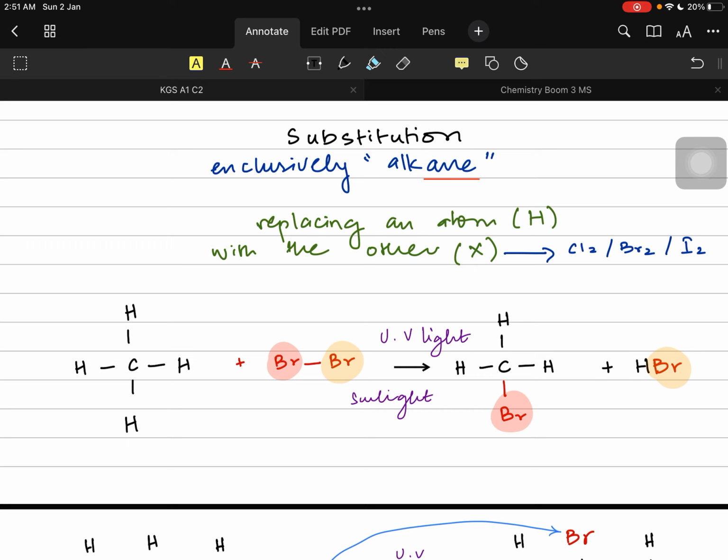We know that substitution reaction goes for exclusively alkanes, where we need UV light, which is obviously a part of the sunlight. And what happens is that an alkane molecule will lose one of its hydrogen atoms, and a halogen atom takes that position, and the hydrogen atom is lost. But it does not go away alone. It makes a bond with the other halogen atom. So we need a halogen molecule, we need UV light, and we need obviously alkane.